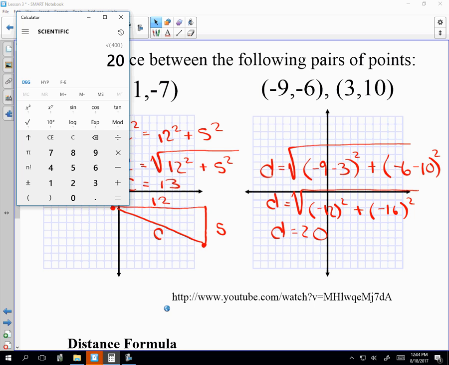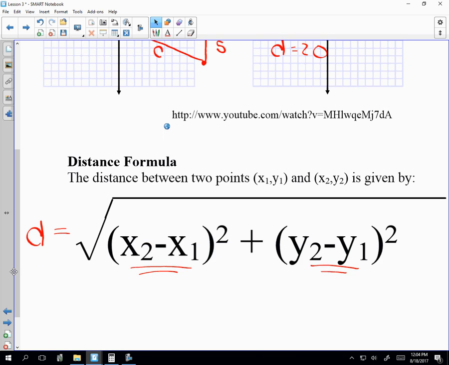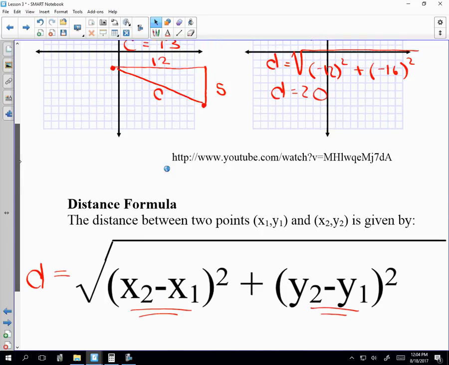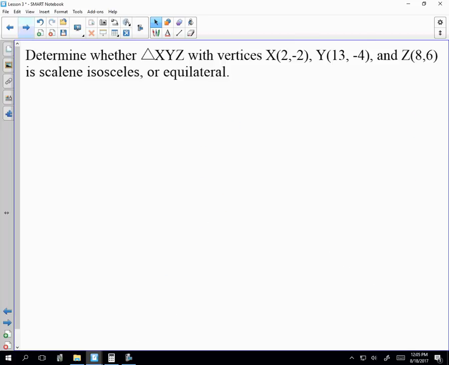So the distance formula is just an extension of the Pythagorean theorem. If you have graph paper and you want to draw it out and use the Pythagorean theorem to find the distance, that is perfectly fine as well. That is a valid approach to look at and solve those problems.